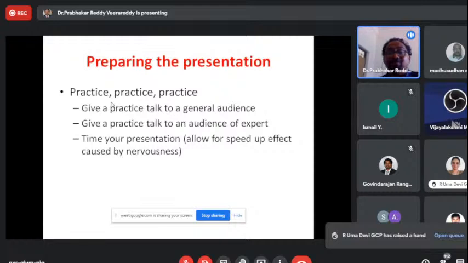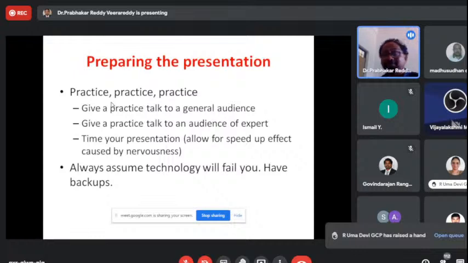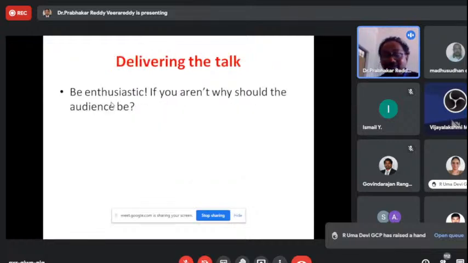Practice your talk with a general audience, with your friends, and with experts. Always assume technology will fail you. Have a backup. Sometimes the power is gone, or your slide is not opening. So you should always have a backup.